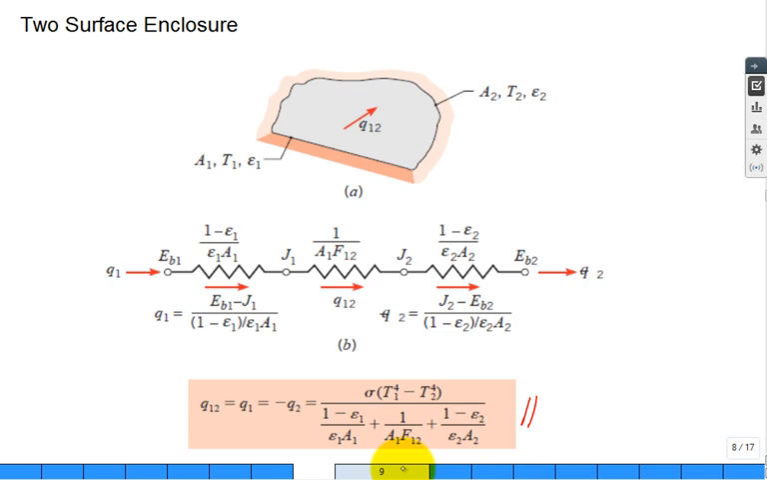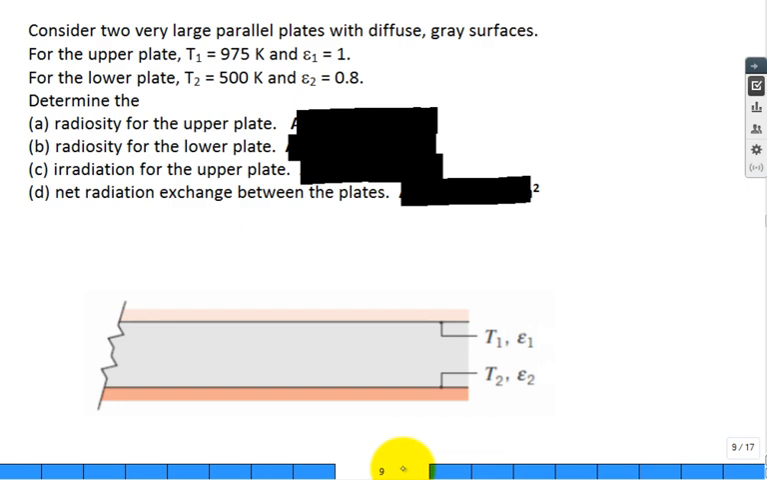All right. Let's solve this problem. Consider 2 very large parallel plates with diffuse gray surfaces. So here's surface 1, here's surface 2. For the upper plate, the temperature is 975 Kelvin, and the emissivity is 1. Hey, it's black. It's not gray. I mean, it collapses to be black. Okay. And then surface 2 is 500 Kelvin, and the emissivity of 2 is 0.8.